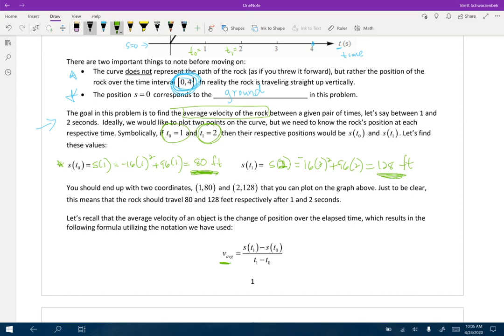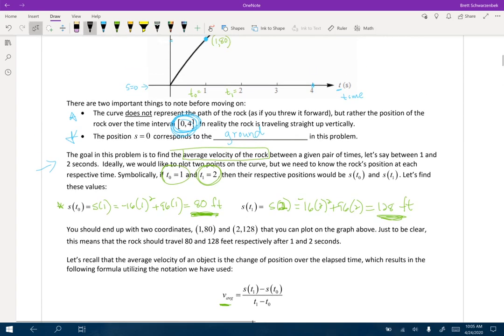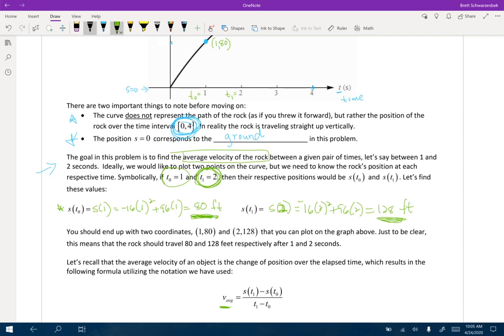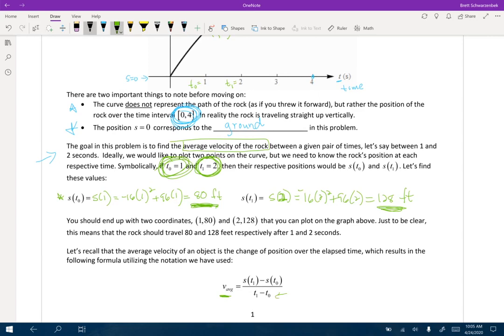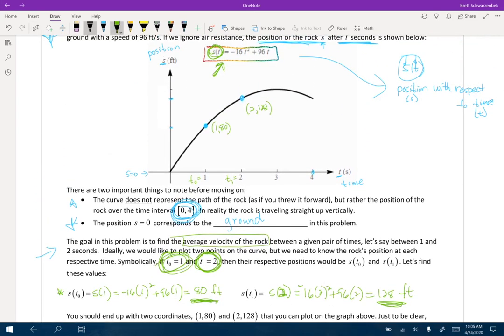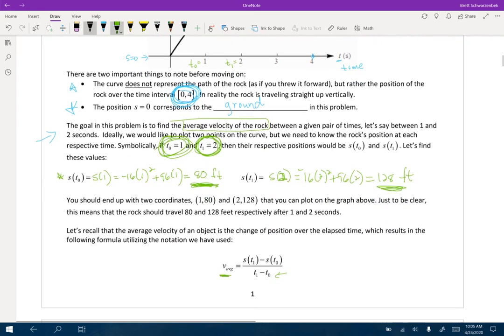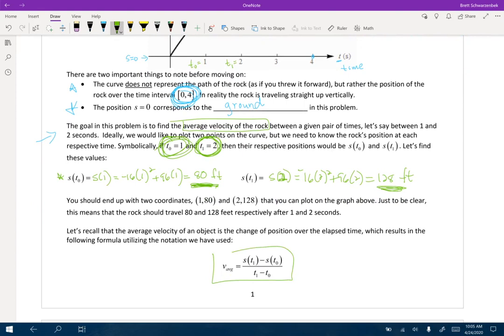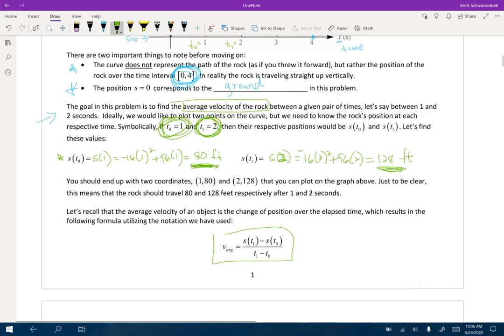But how do we actually determine that formula? Well, it's pretty clear. How do we find the change of time? We need to do the later time minus the earlier time, which is t1 minus t0. And how do we find the change in distance? We need to do s of t1 minus s of t0: the further distance minus the earlier distance. So this is going to be our informal formula for the average velocity.